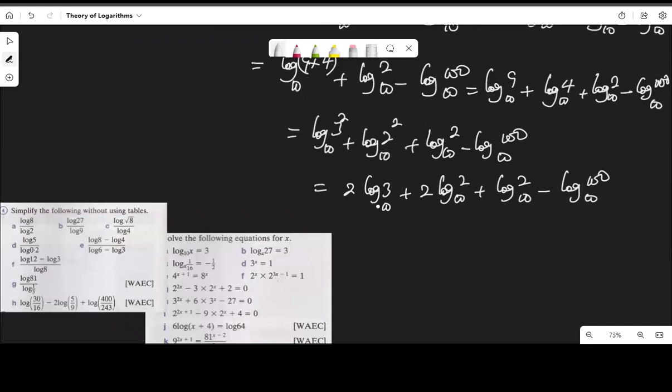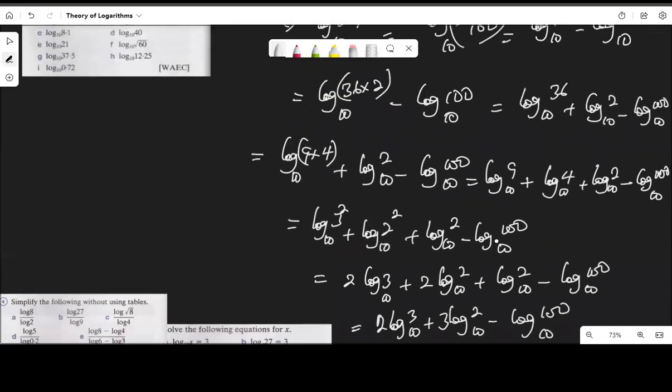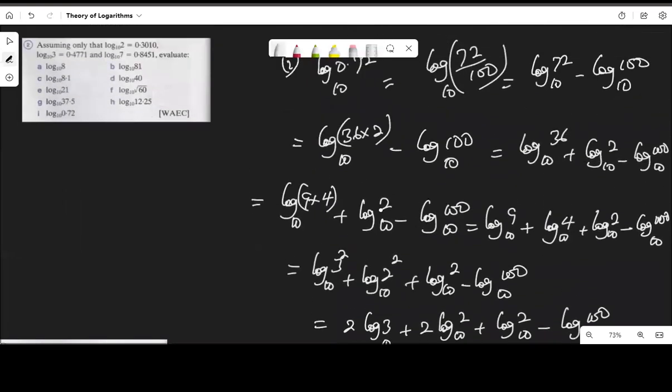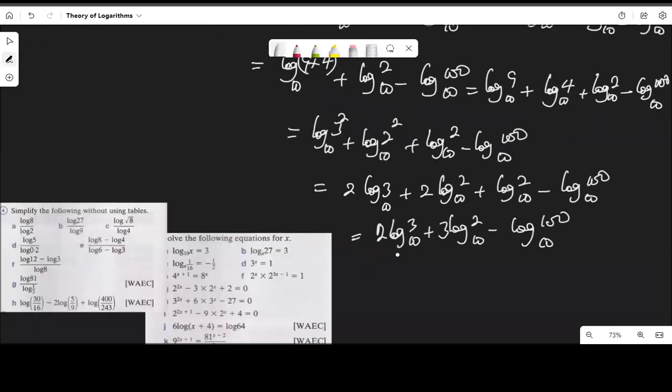And this is 2 log 3 to base 10. This and this can be added since both of them are log 2 to base 10, so plus 3 log 2 to base 10, that is 2 plus 1, minus log 100 to base 10. And what is log 3 to base 10? 0.4771. 2 times 0.4771 plus 3 times 0.3010 minus log 100 to base 10, which is 2.